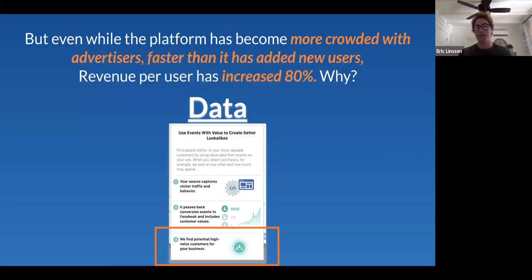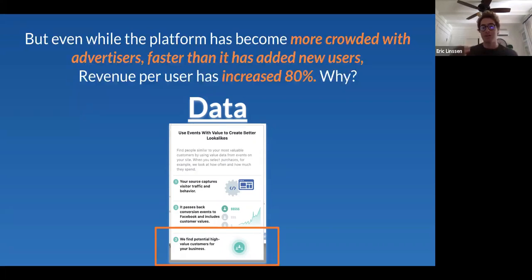And the one reason for that is data. So again, in comparison to any other advertising platform, TV, radio ads, magazine ads, none of them have even close to the amount of data that Facebook has. They have a pixel on basically every website on the internet, and they collect data points hundreds of times every day on exactly what everyone is doing.